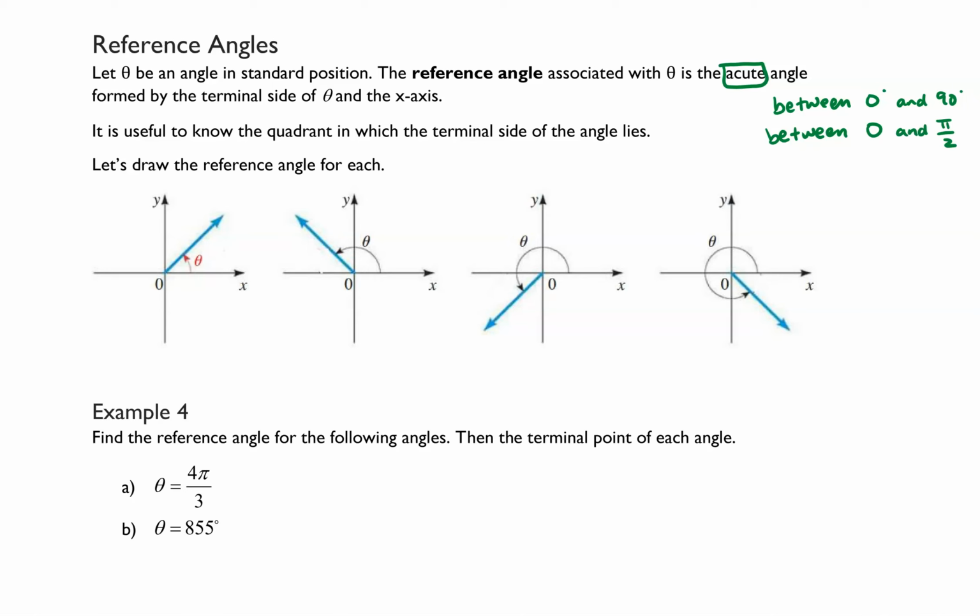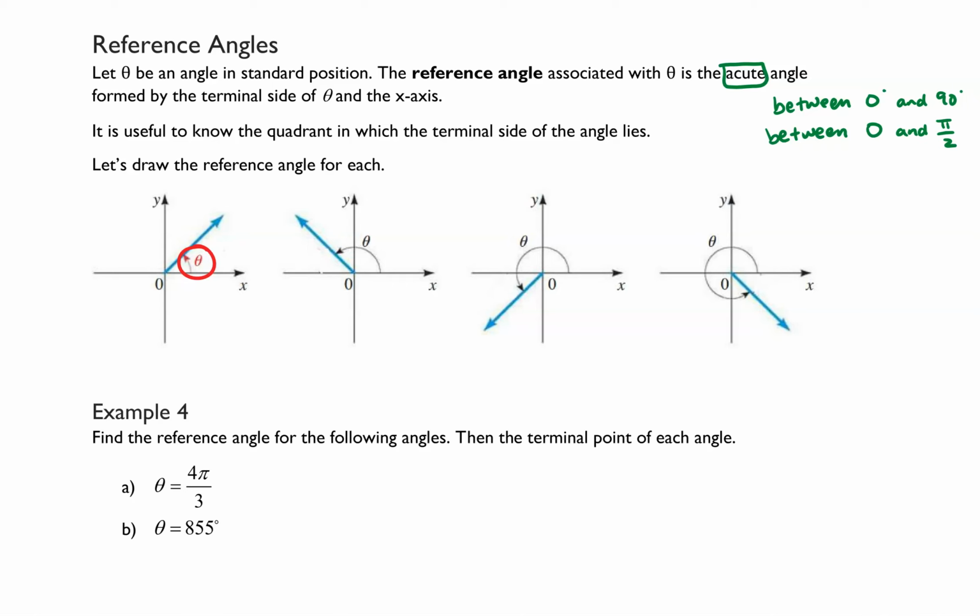So it's useful to know the quadrant in which the terminal side of the angle lies. Let's draw the reference angle for each of these 4 examples. The first graph has theta in quadrant 1, and so the reference angle here is actually just theta itself because it already forms that acute angle with the x-axis. I'm going to label the reference angles since we already have theta. Why don't I label the reference angle alpha?